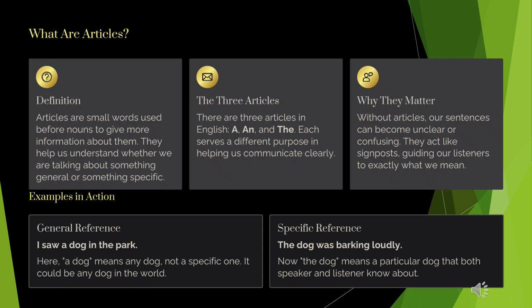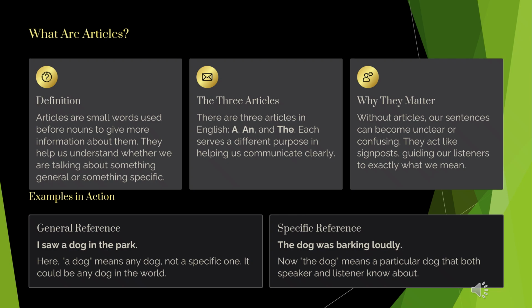Why they matter? Without articles, our sentences can become unclear or confusing. They act like signposts guiding our listeners to exactly what we mean. Examples in action. General reference. I saw a dog in the park. Here, a dog means any dog, not a specific one. It could be any dog in the world.